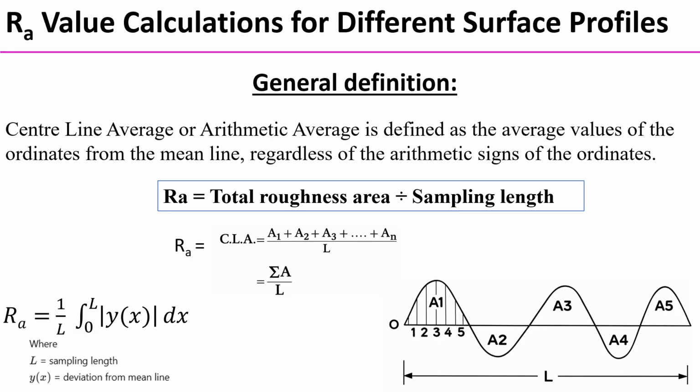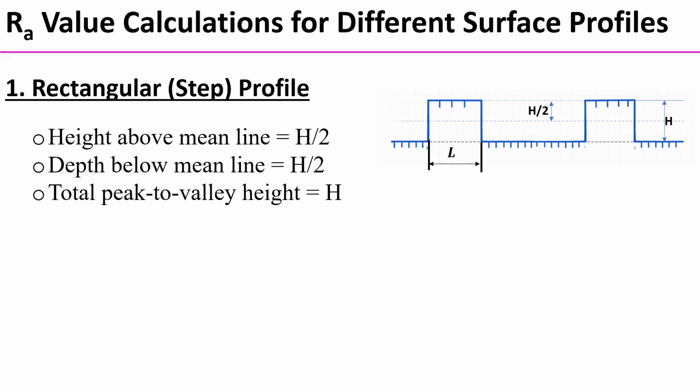So mathematically we can represent the Ra value as Ra equal to 1 by L into the integration from 0 to L of y(x) dx, where L is the sampling length and y(x) is the deviation from the mean line. Next we have to discuss the Ra value calculation for the different surface profiles. First we have to look at the rectangular profile.